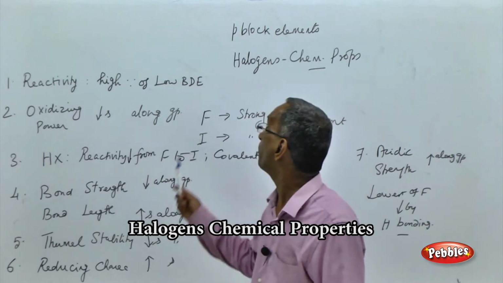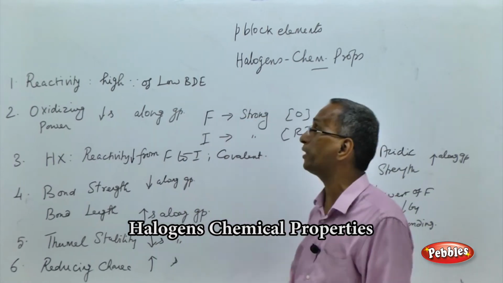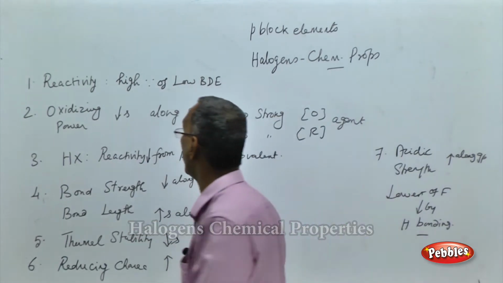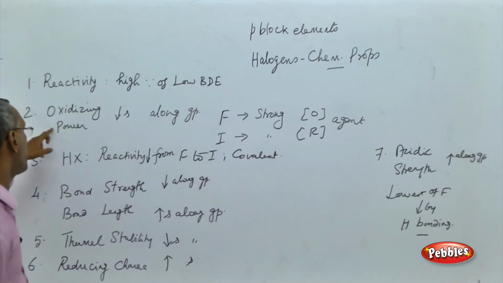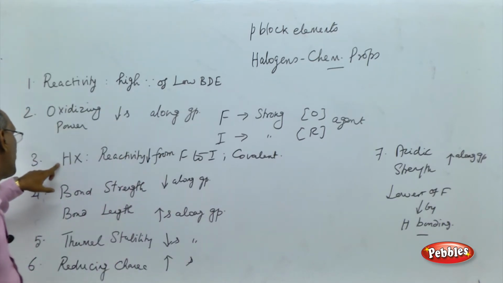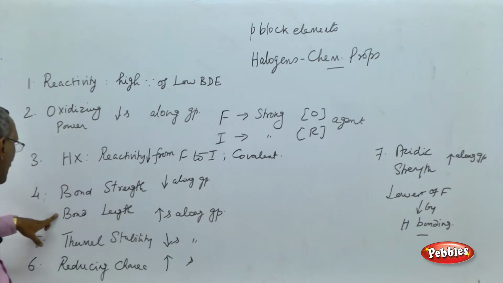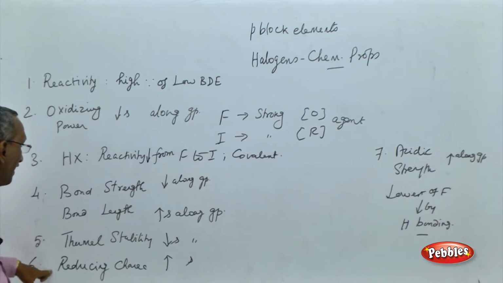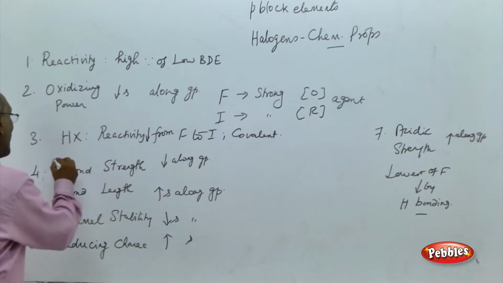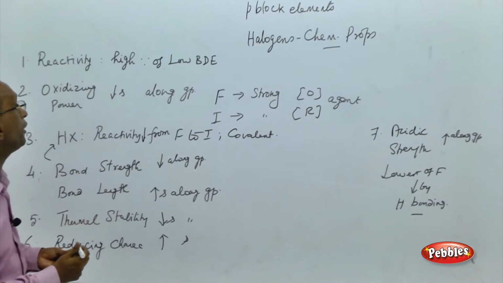Now we will see important aspects of chemical properties of halogens. So important aspects are reactivity, oxidizing power, their important type of compound namely hydrogen halides, the bond strength, bond length, thermal stability and reducing character, all these are hydrogen halides. We will see one by one.